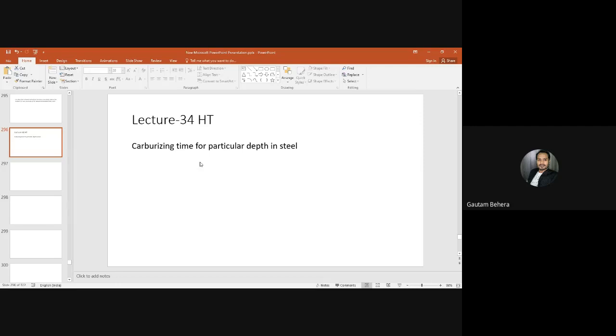But how do we know how much time we have to carburize so that we can get a particular concentration of carbon at a particular depth of the steel? Suppose you want a certain depth, and the carbon concentration is some definite weight percentage. How much time do you have to expose the steel to the carburizing atmosphere? That is the question we have.